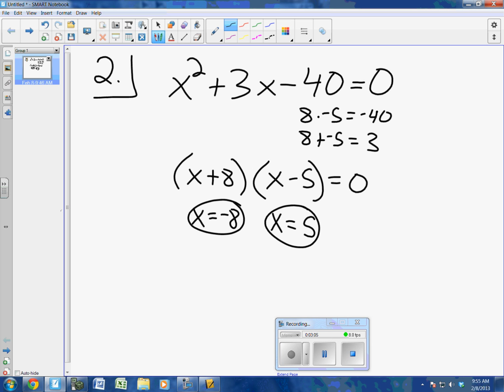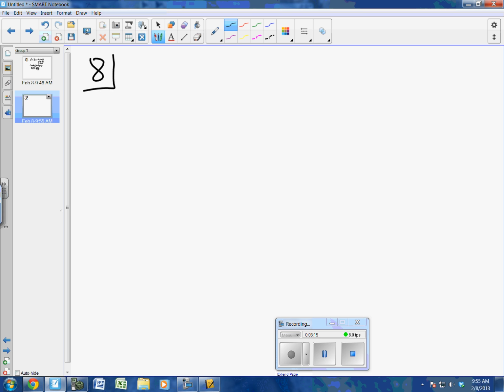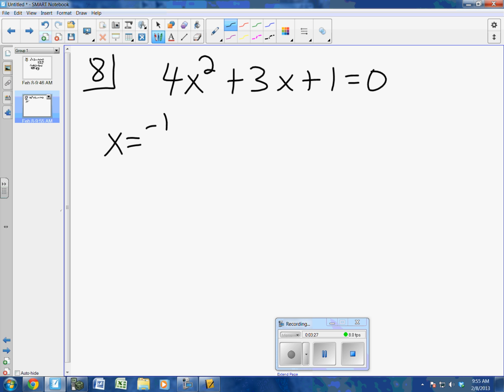I won't do both of them. Which one do you want to do? Do 8. Okay, 8. Yeah, the quadratic formula. I'm going to do number 8 right now. Okay, number 8 is 4x squared plus 3x plus 1 equals 0. Yeah, we're going to use the quadratic formula. So x equals negative b plus or minus the square root of b squared minus 4ac all over 2a. Some of you guys are forgetting that. What's that all called? Everybody say, what is that called? Quadratic formula.